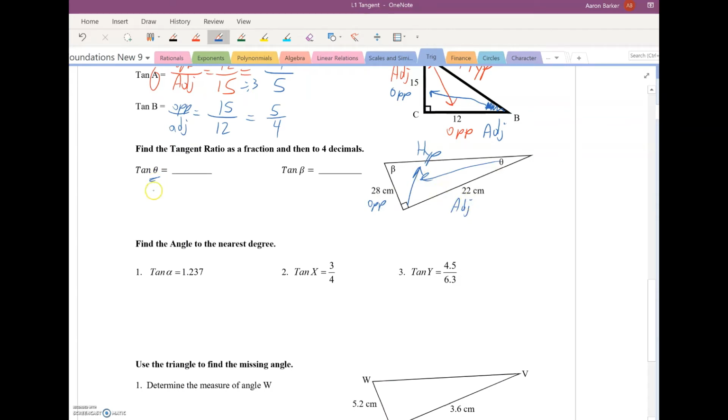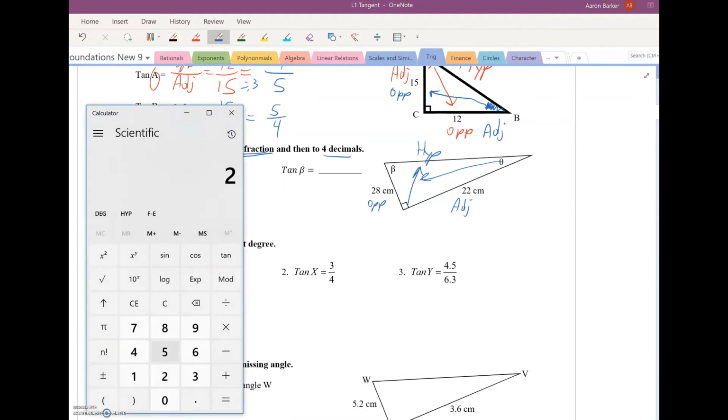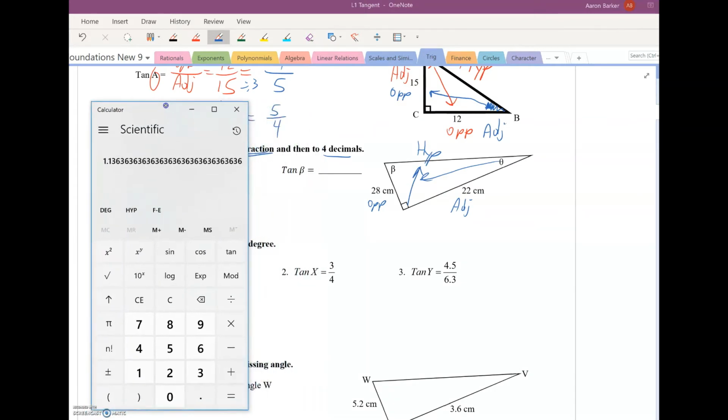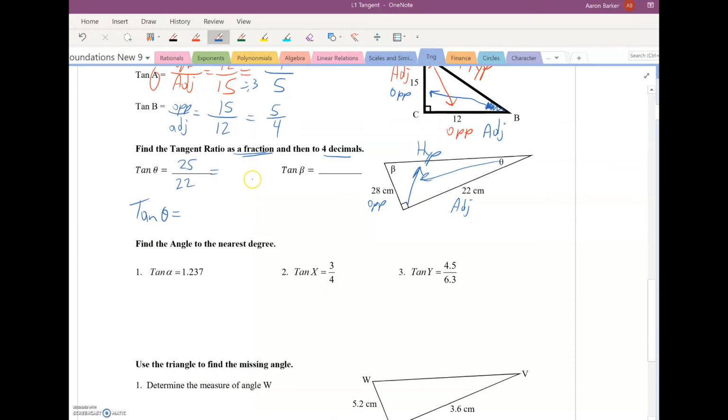So opposite over adjacent would be 25 over 22 as a fraction. But now you have to turn that fraction into a decimal. So you always go fraction first, then you switch it to a decimal. So tan theta as a decimal equals, I simply divide 25 divided by 22, and I truncate. So it's 1.1363. All I did was divide, exactly what it's telling me to do.